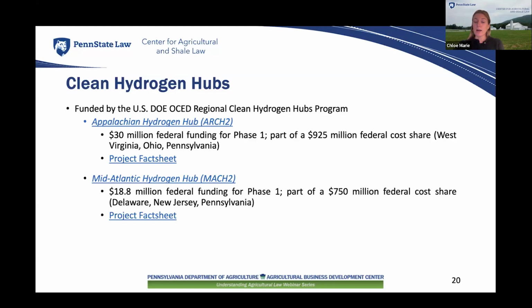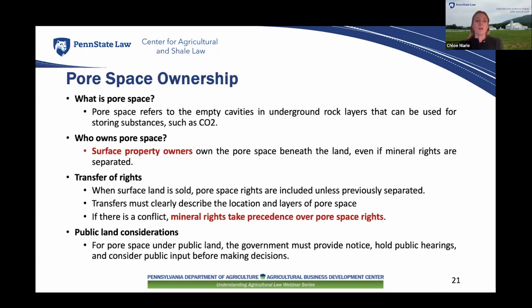So now back to the act itself. It is made up of 12 sections, with the 12th stating that it takes effect immediately, so effective on July 17, 2024. And the key provisions of the act address ownership of pore space, the permitting and operation of injection and storage facilities, and the liability and long-term responsibility for stored CO2. So let's start with pore space ownership.